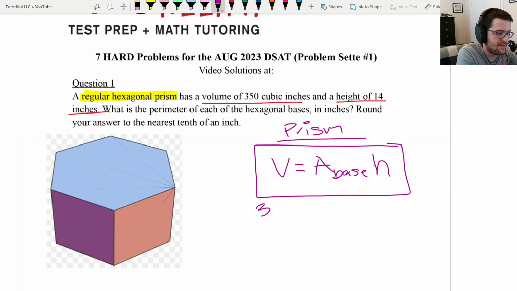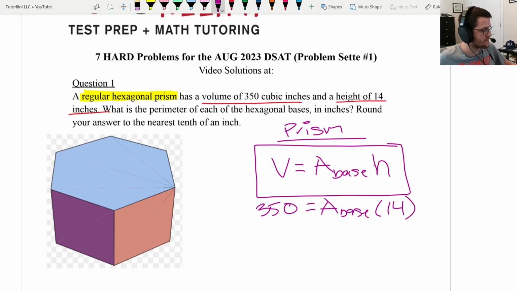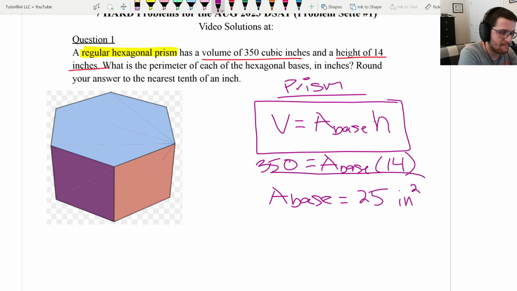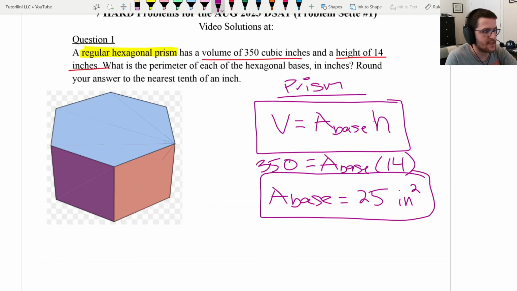So the volume is 350, and the area of the base we don't know, and the height is 14. So we can now divide both sides by 14, and we get that the area of the base is going to be 25 inches squared. So that's not our answer, but that's really important, so I put a box around it. So each of these bases has an area of 25.